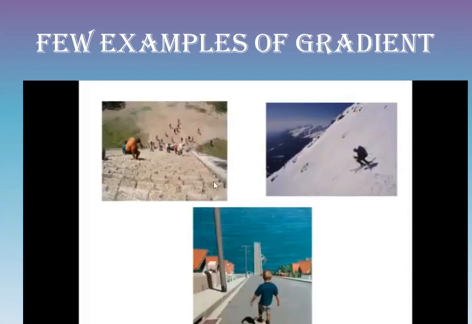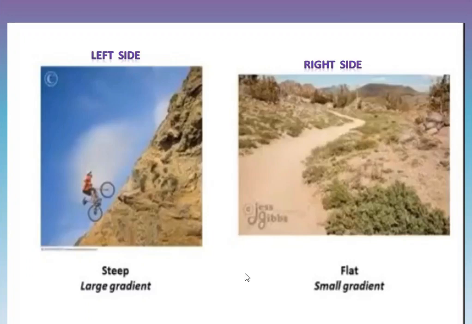Here are a few examples of gradient. Gradient means the steepness of the path. How much steepness is in this path, and in this path? Two paths are shown in these two pictures, the path on the left side and the path on the right side. If I ask a question, which of these paths would you rather take, the path on the left side or the path on the right side?